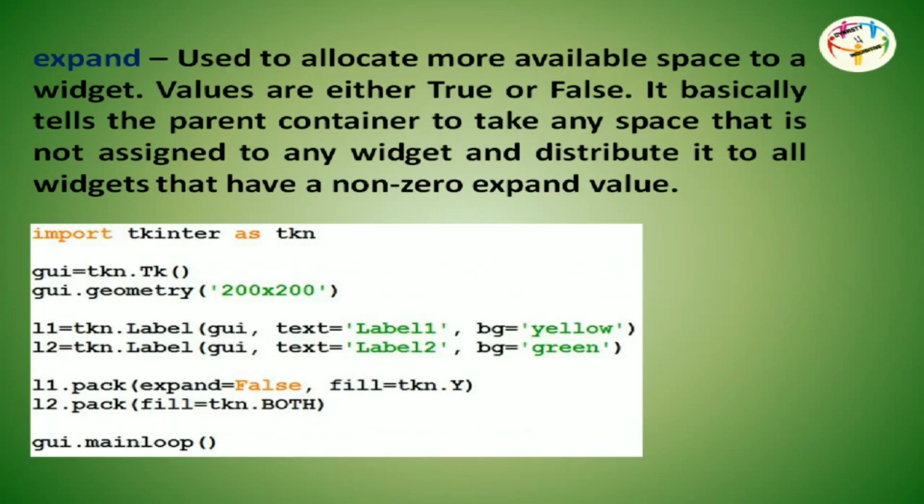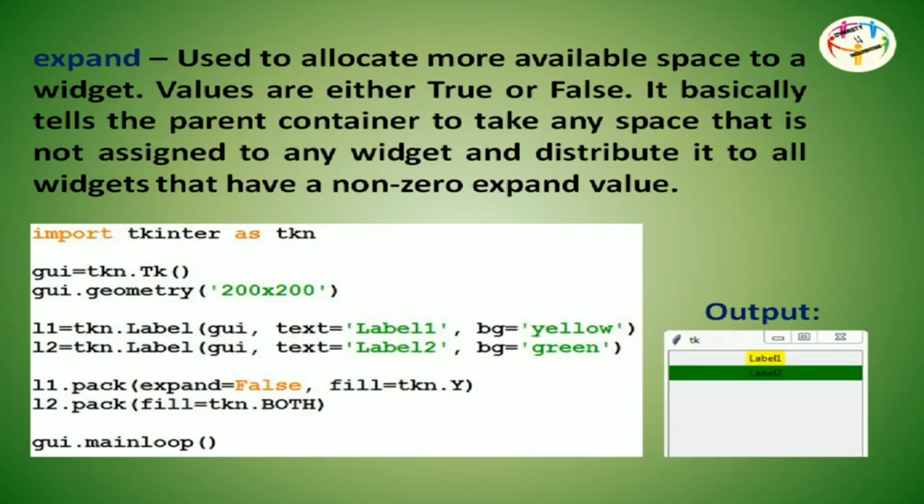For example, here two labels are used, L1 and L2. In case of L1, we are writing expand false and fill equal to Tkinter.Y, means filling vertically, and for label 2, fill both vertically and horizontally. So this is the output. Look here, space is available below label 2, but label 1 does not use the space, that's why it does not fill vertically.